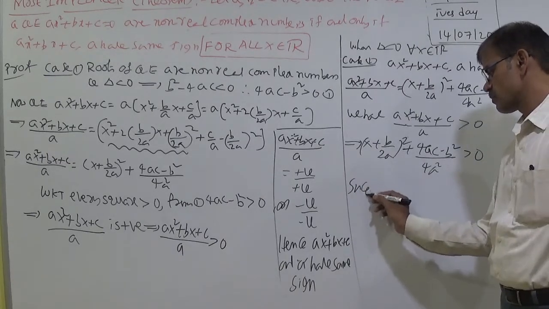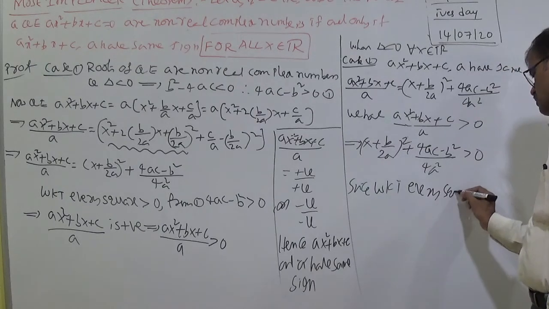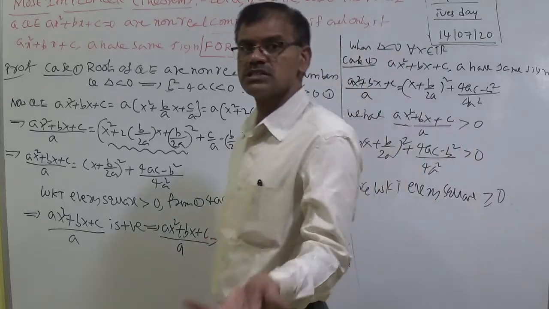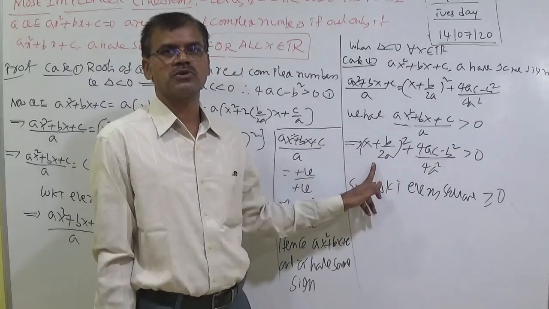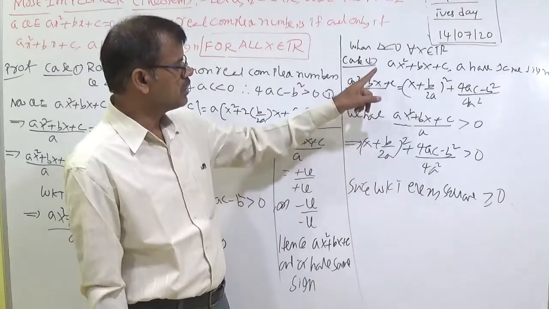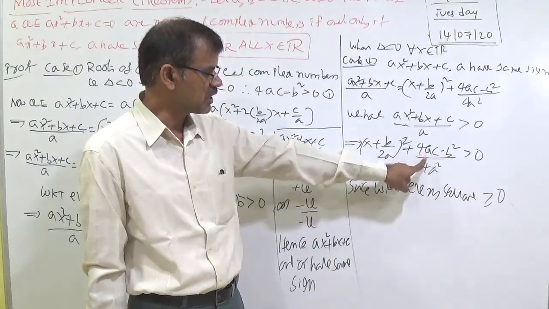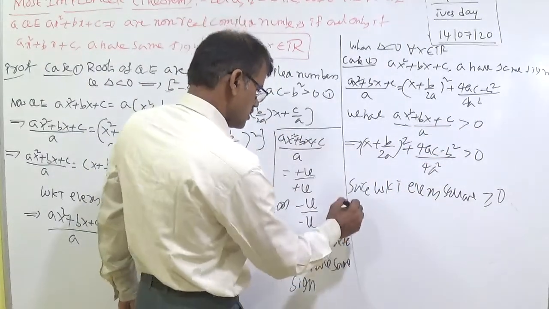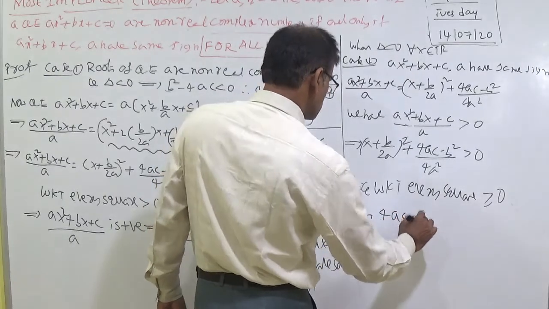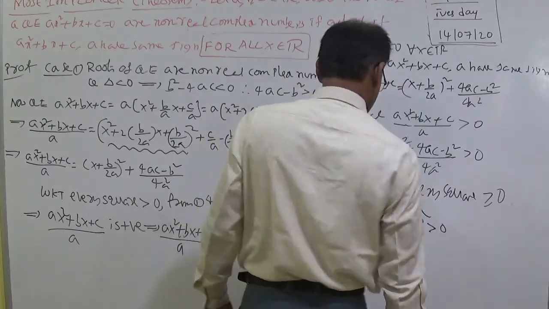Since we know that every square is greater than or equal to 0, here there is a chance to get x equal to minus b by 2a also. If you put minus b by 2a, it becomes 0. If it is 0, we know that the total answer is greater than 0, that is positive. Therefore, you should understand that 100% 4ac minus b square by 4a square is greater than 0.